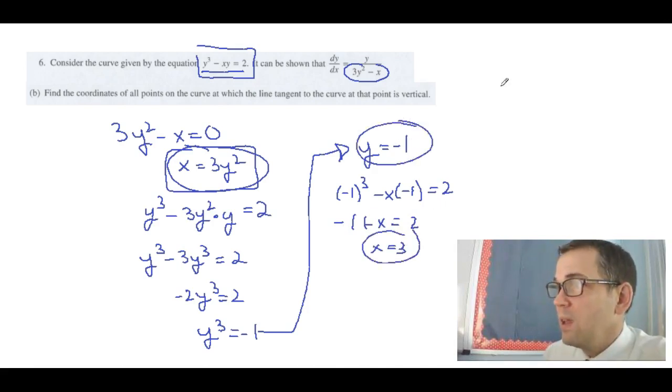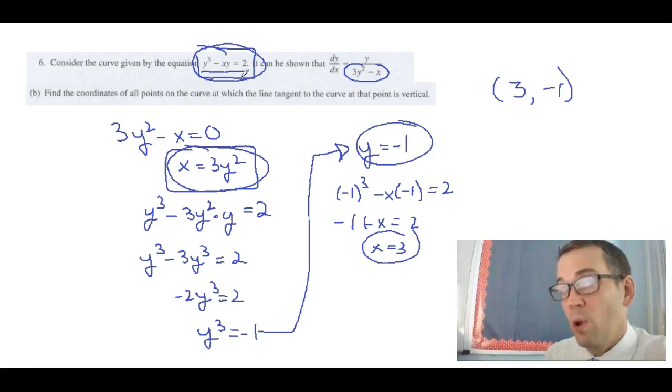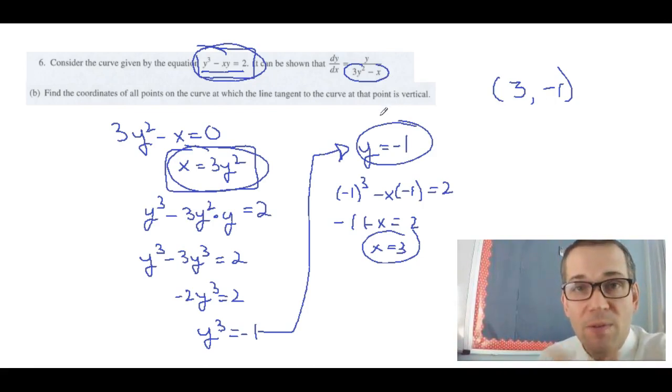Either way, if x equals 3 and y equals negative 1, two things are true. The first thing is that (3, negative 1) makes this a true statement, so that is a point on the curve. And the second thing is that (3, negative 1) would make this denominator equal 0, which would mean an undefined slope, which would mean a vertical slope.